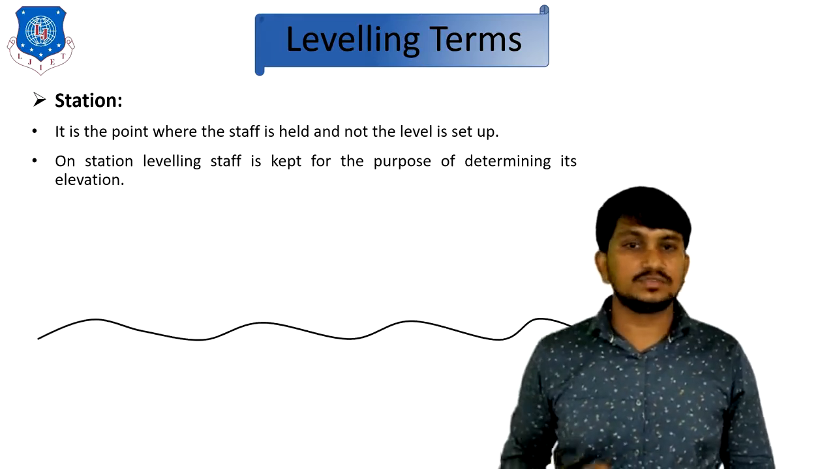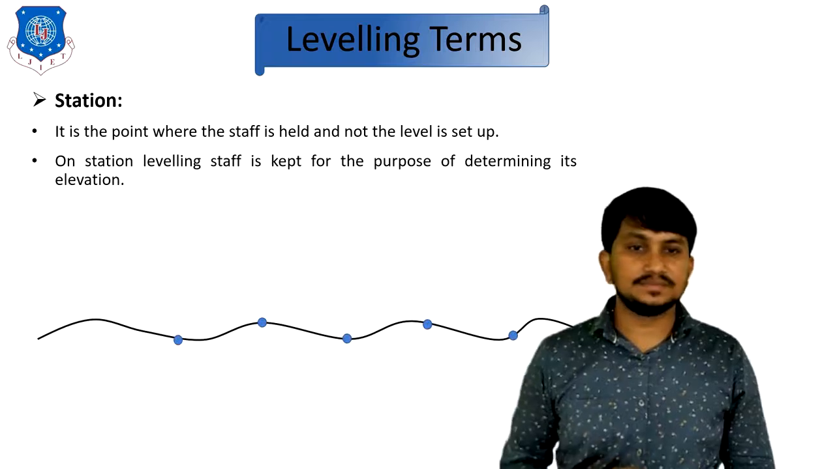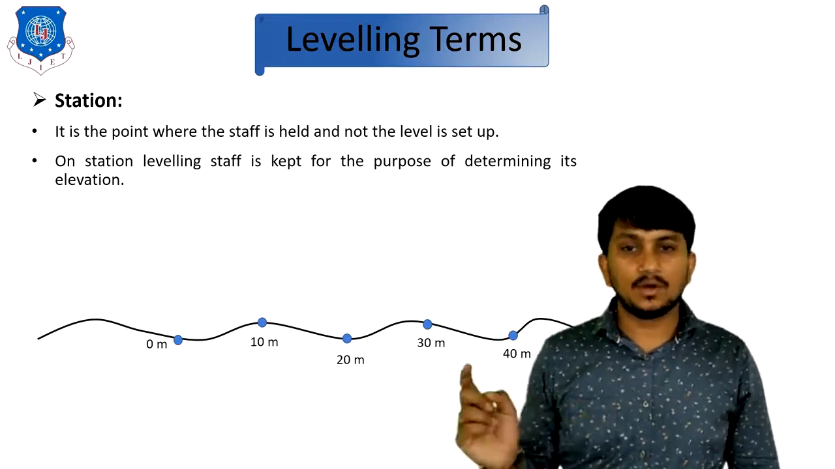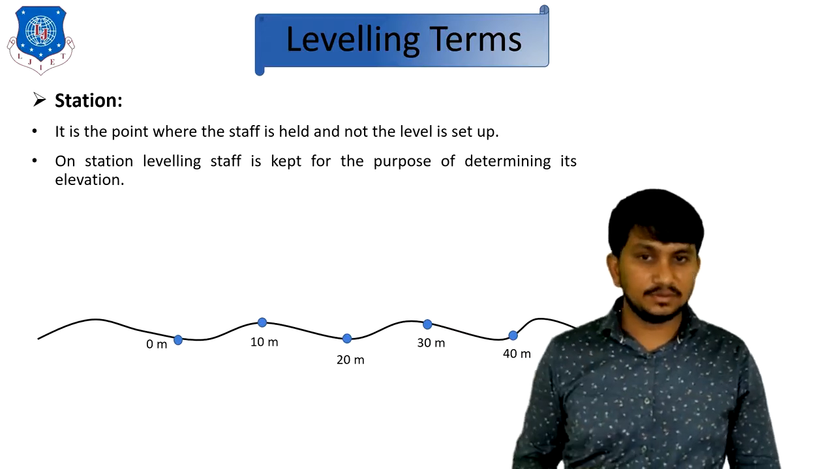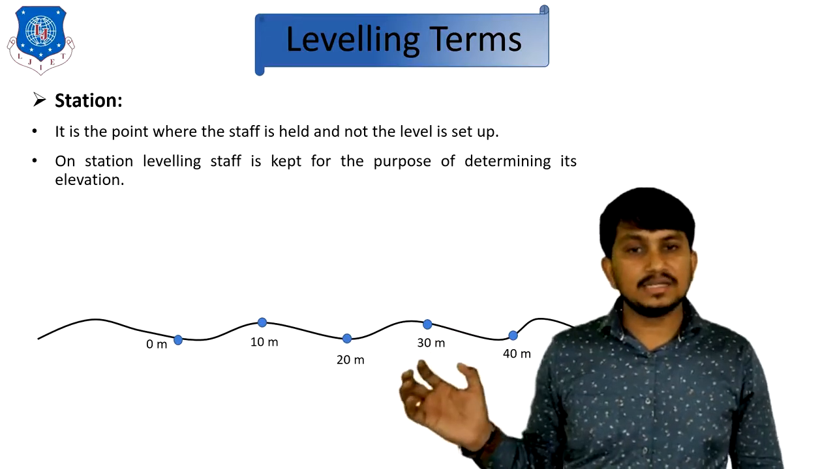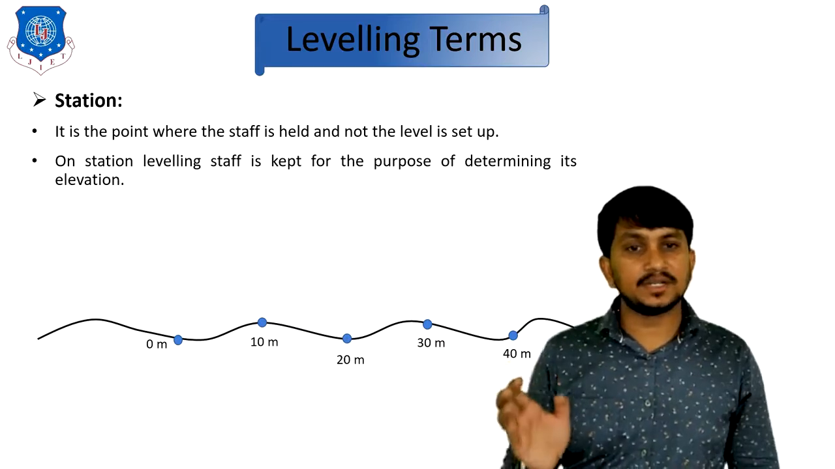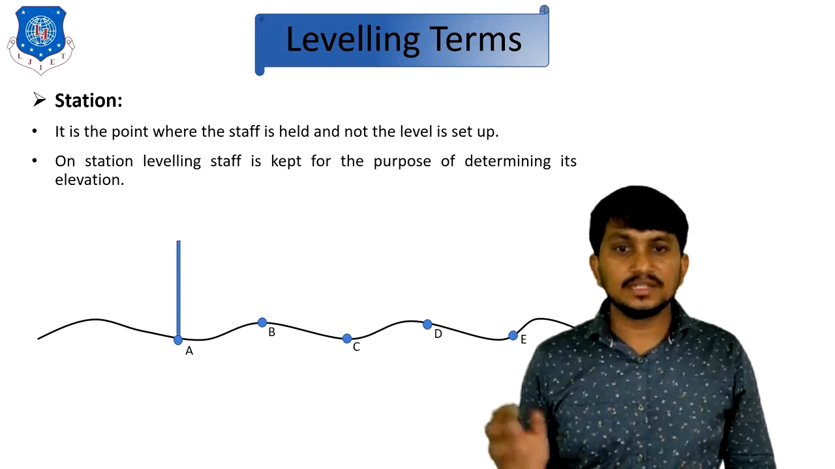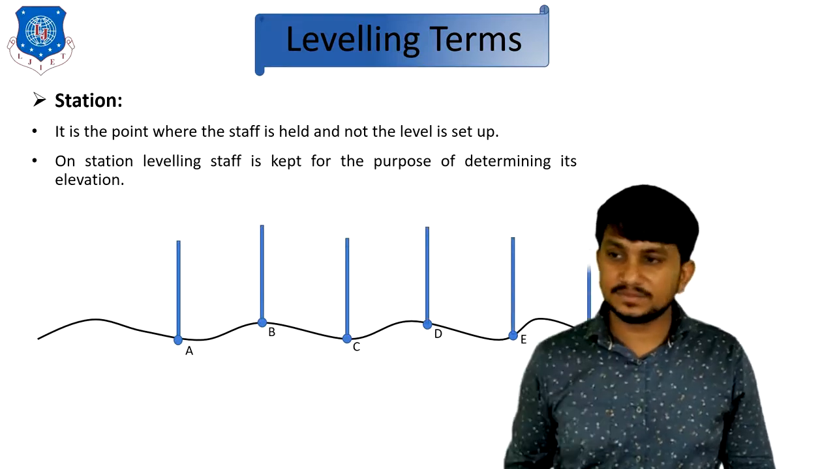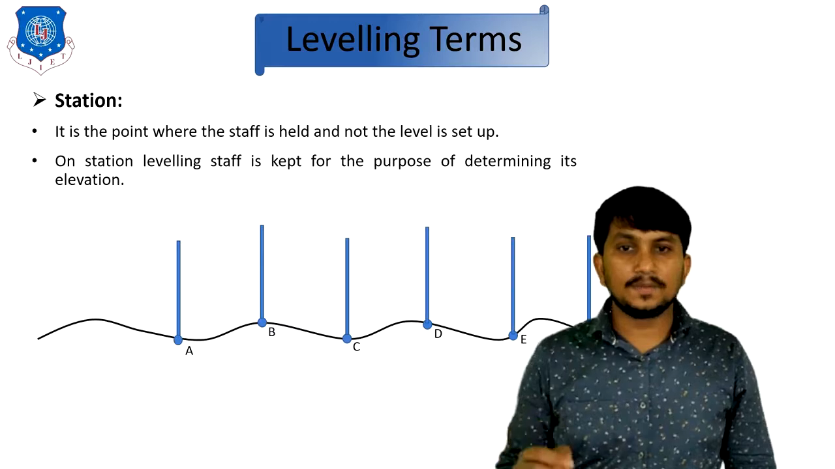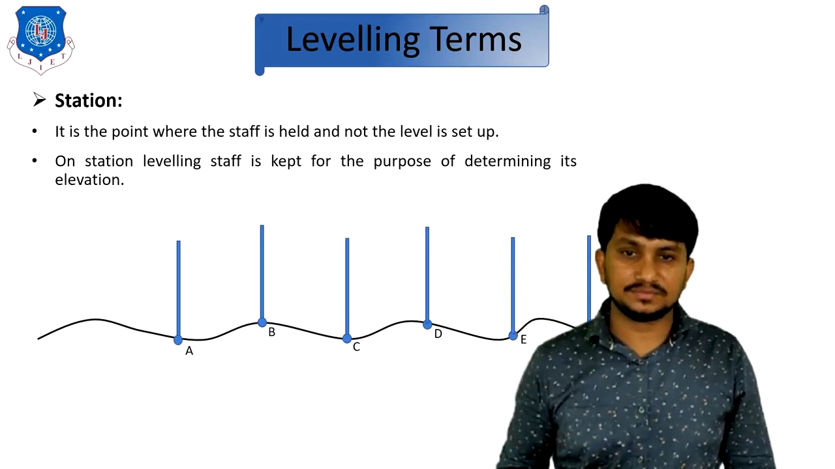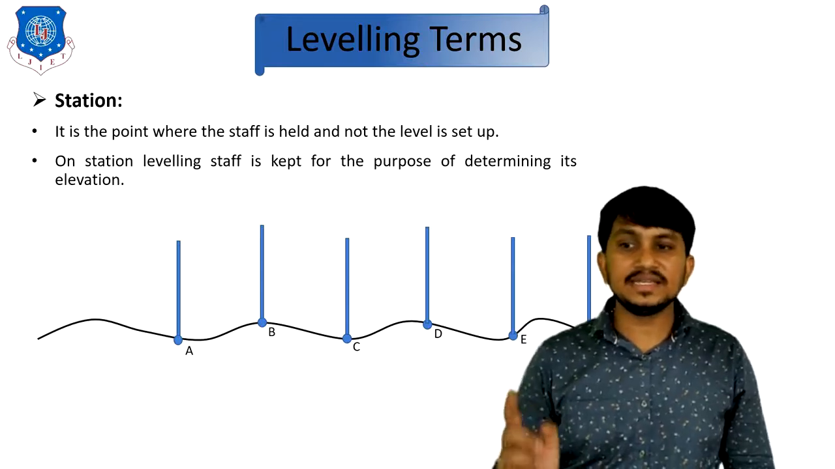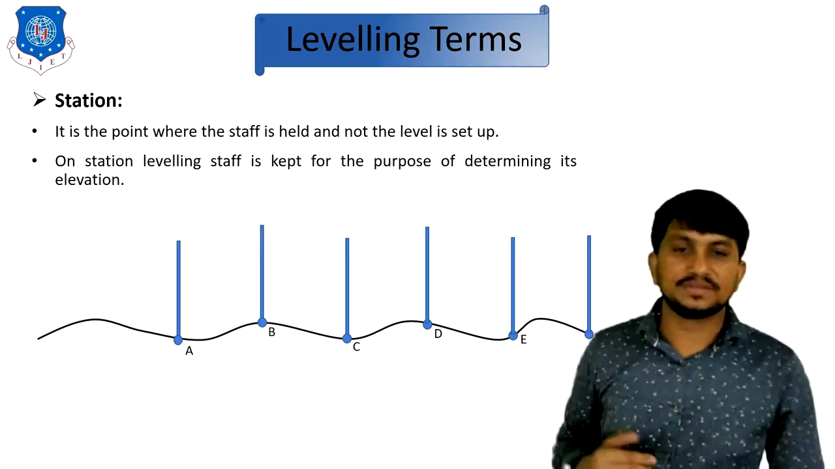Suppose these are uneven grounds, and these are the various points. Suppose we are going to do a survey from 0 meter to 50 meter. We have marked these points as 0 meter, 10 meter, 20 meter, 30 meter, 40 meter and 50 meter. These are the points A, B, C, D, E and F. On these points we hold our leveling staff, so they are called station points. Here A, B, C, D, E and F are the station points.